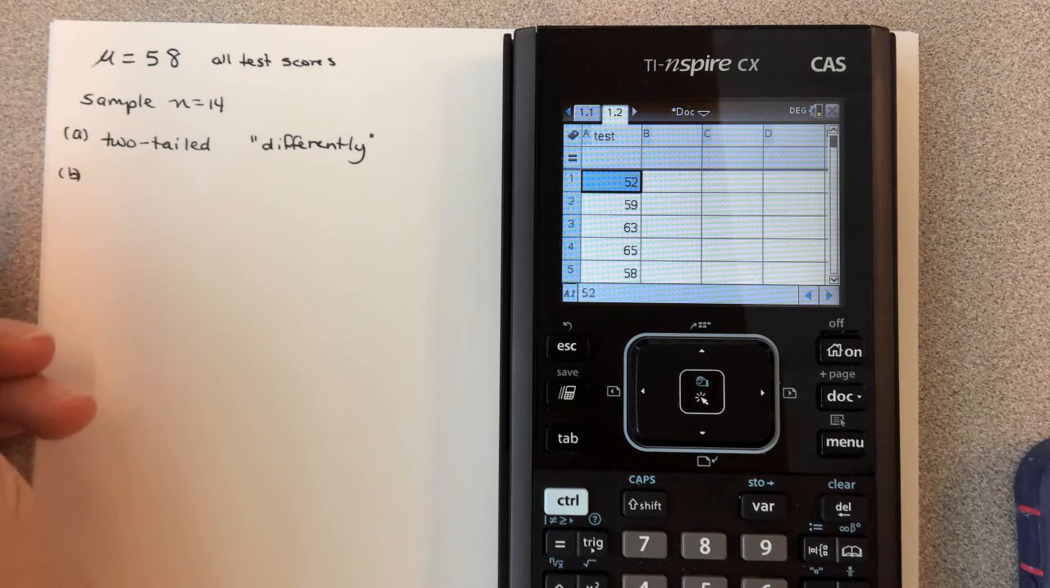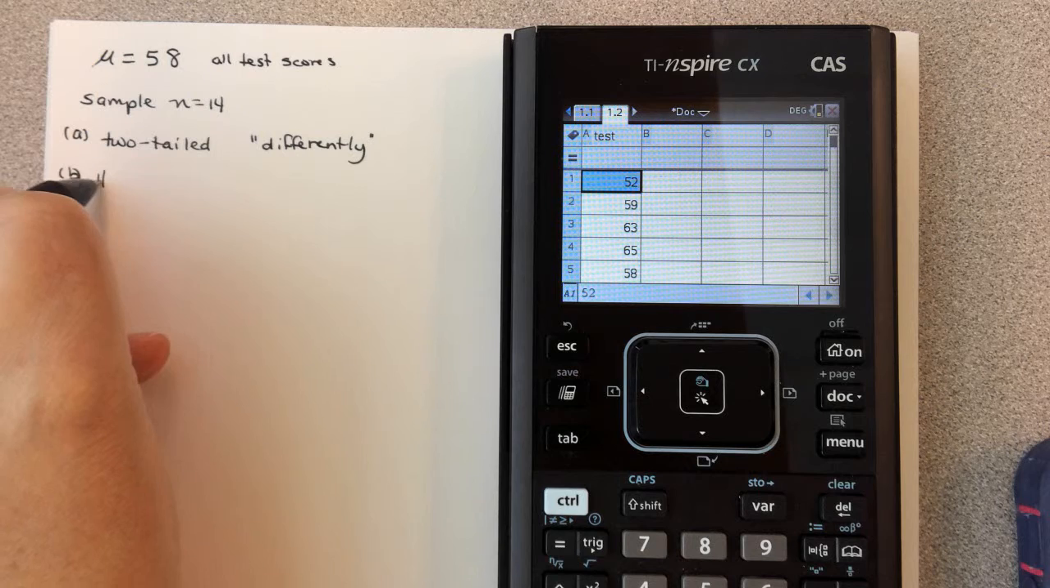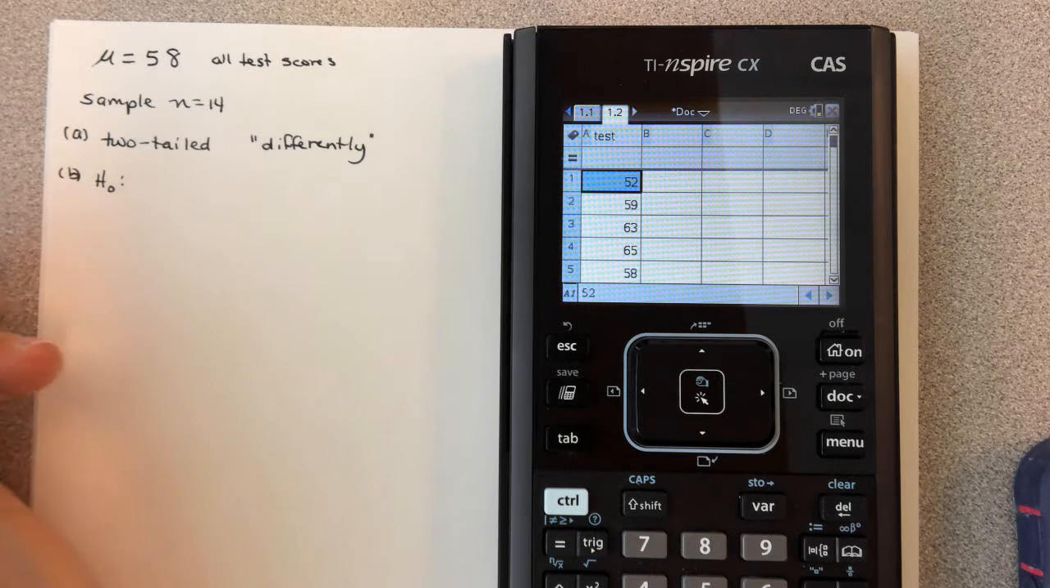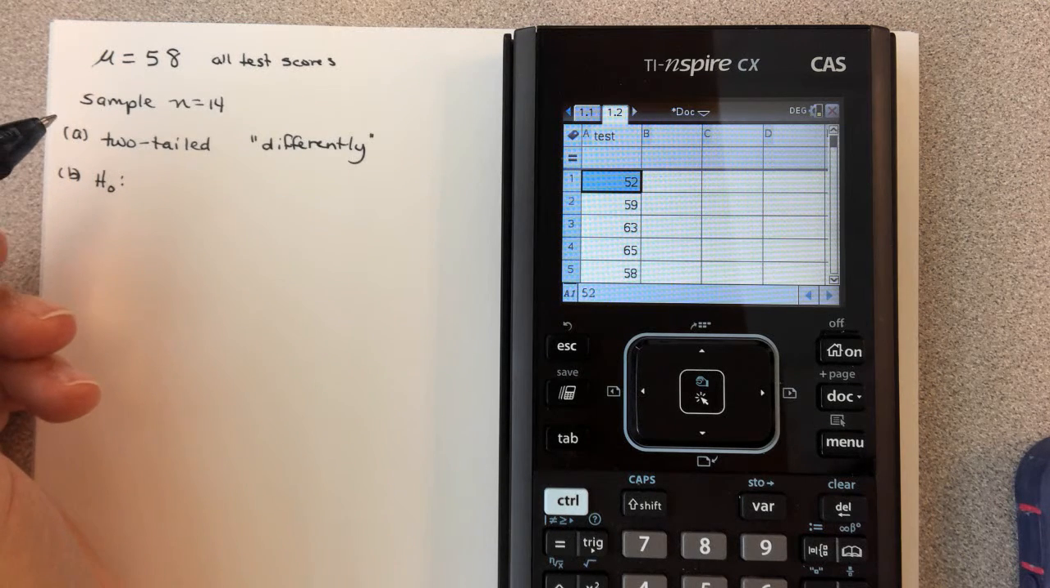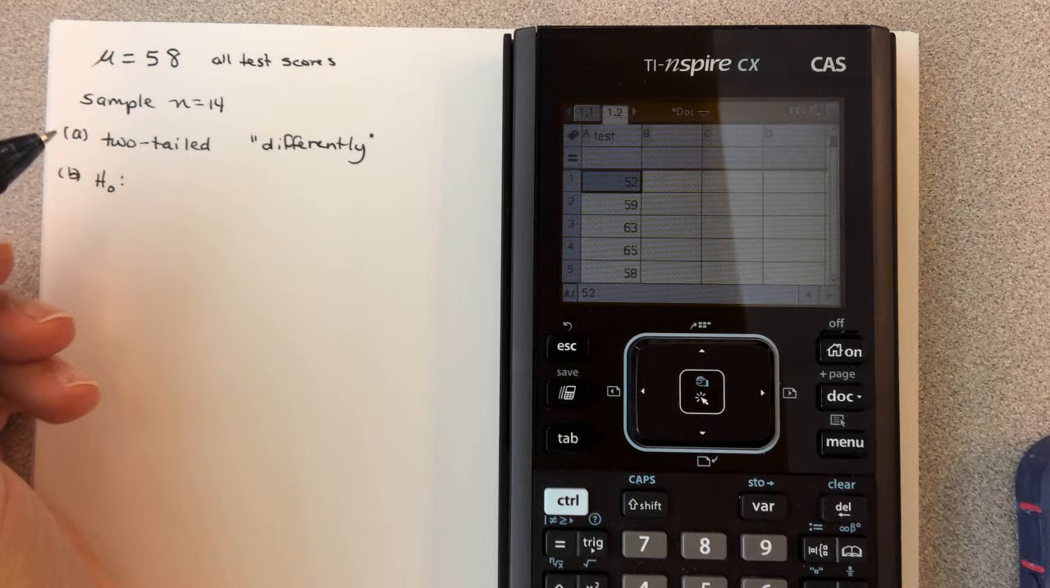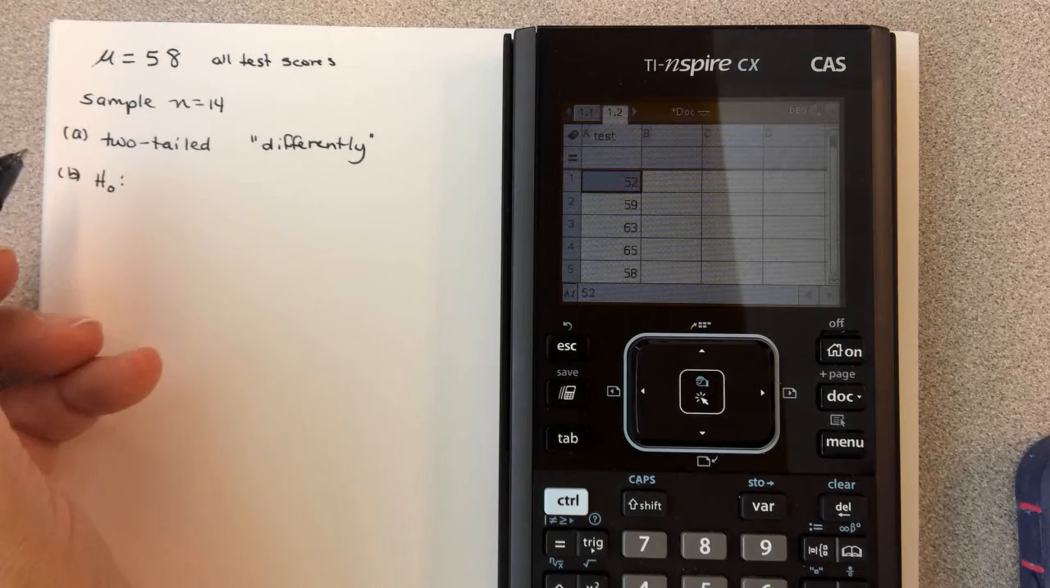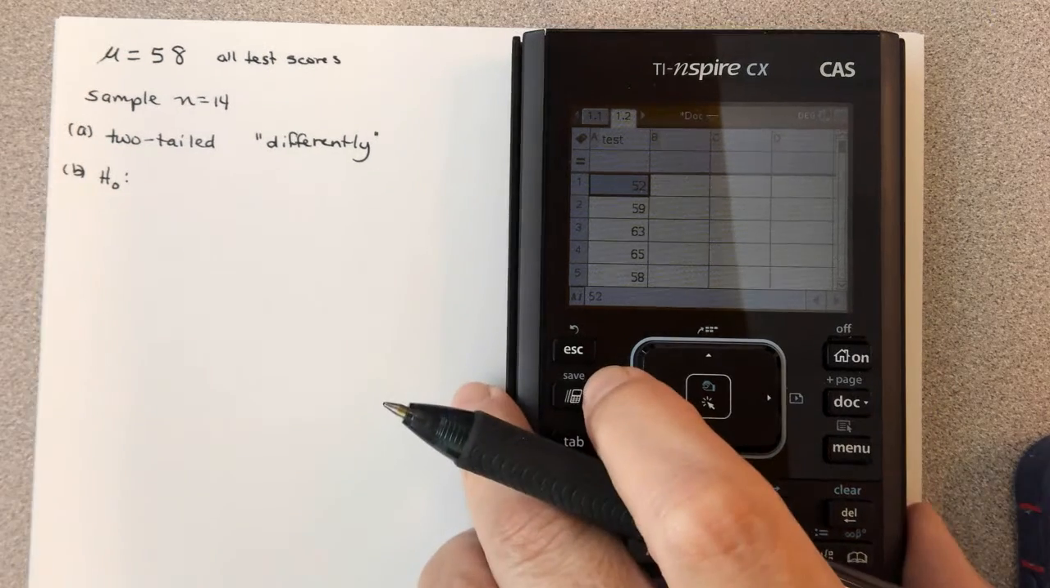Okay, part B, what are the null and alternative hypotheses? So the null hypothesis is your status quo. Nothing interesting is going on. So the null hypothesis would be that all of the people who listen to classical music will score the same as the people in the general population.